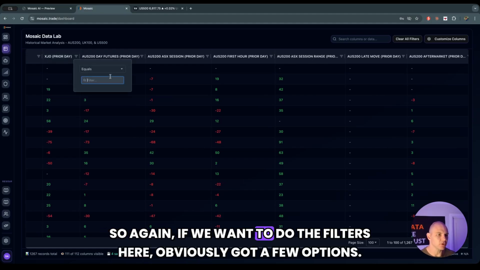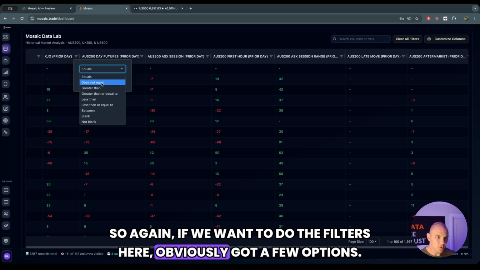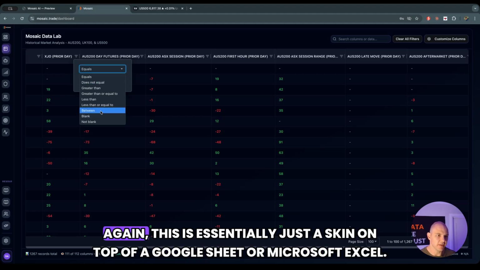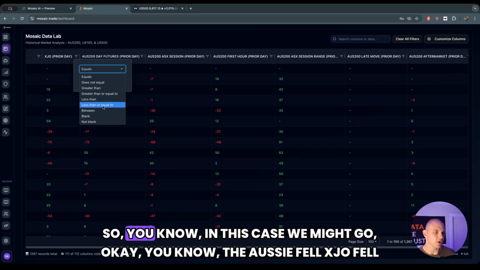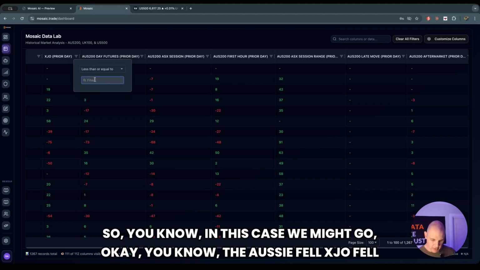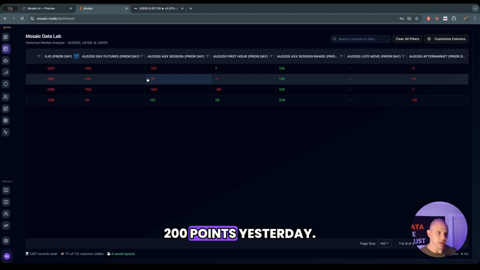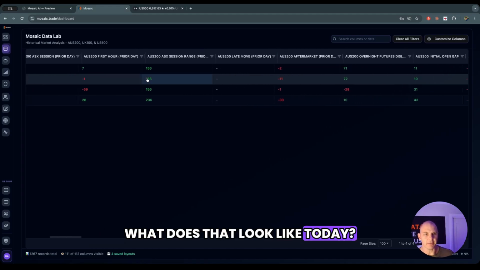Okay, so I might want to see, what happens today when XJO fell more than 150 points prior day. So again, if we want to do the filters here, obviously got a few options. Again, this is essentially just a skin on top of a Google Sheet or Microsoft Excel. So it just allows you to play around with it, exactly what you want. So, in this case, we might go, okay, the Aussie XJO fell 200 points yesterday. Okay, what does that look like today?